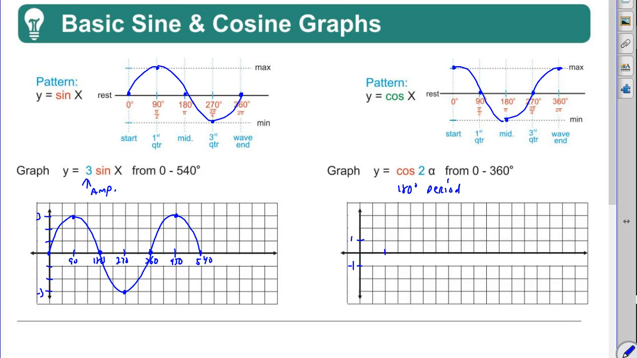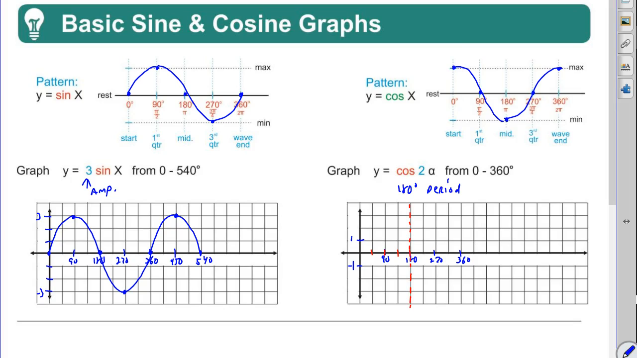Again, I'm going to go 90, 180, 270, 360, only because it says to do so. But watch what happens. The period is 180 degrees. So I really need 4 marks within my 180. That one, that one, that one, and that one. Because that wave is going to happen in there.